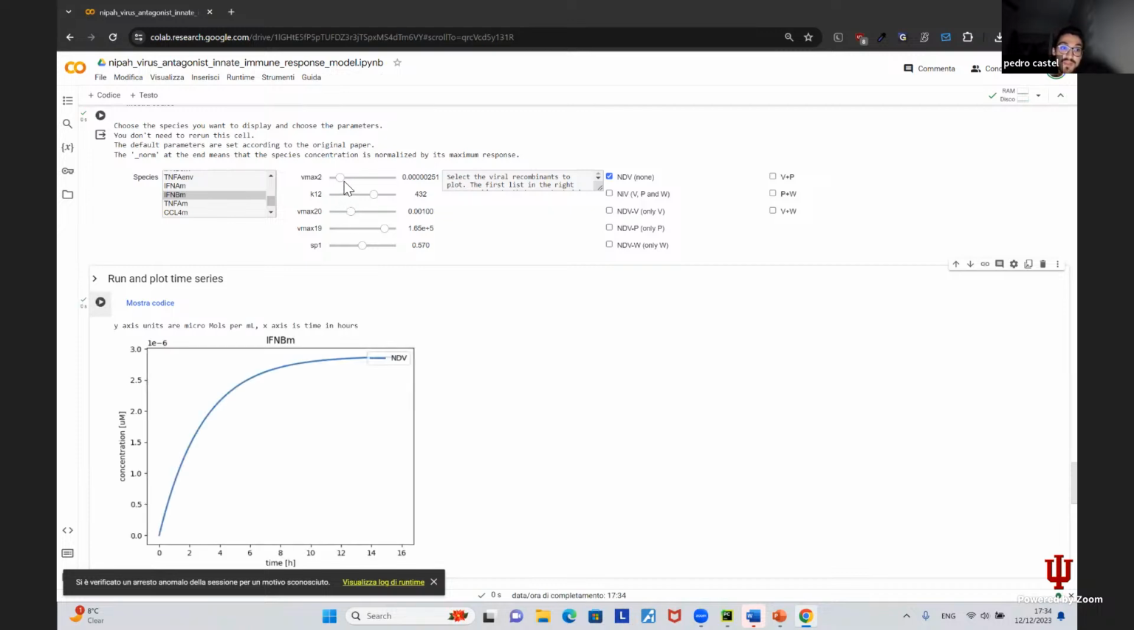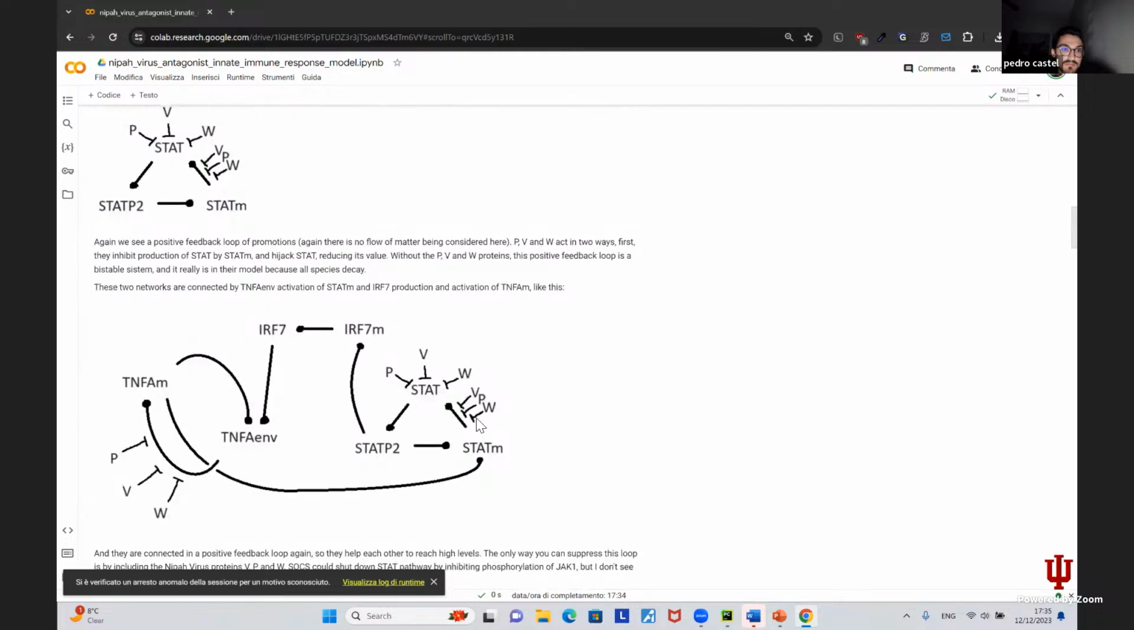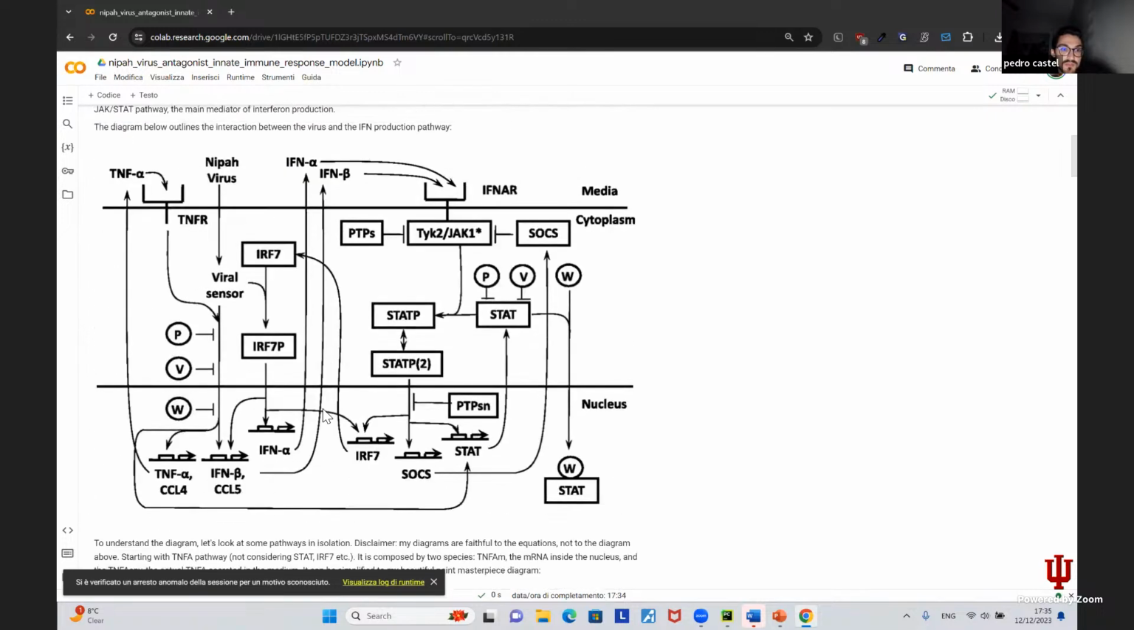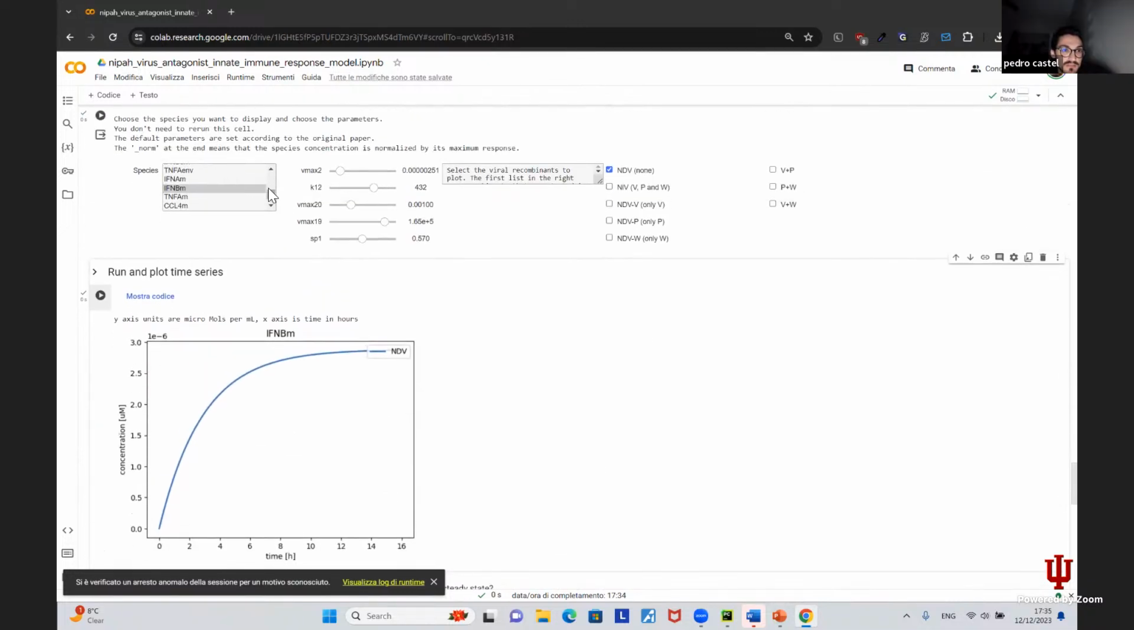I mean, if you increase the production, Vmax2 is where in the circuit? Vmax2 is this arrow here. The production of interferon beta, extracellular interferon beta. Yeah. So if you plot the amount of extracellular interferon beta and you change Vmax2, does it change? Yeah, I'm pretty sure it does. Let me show you.